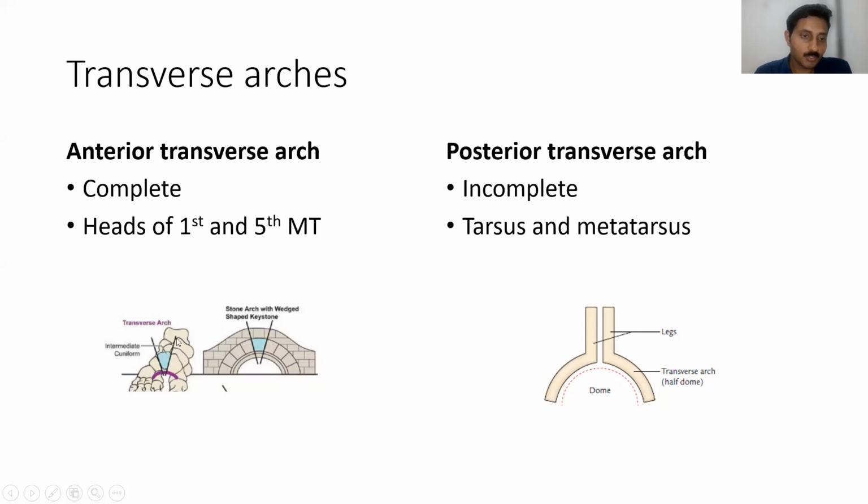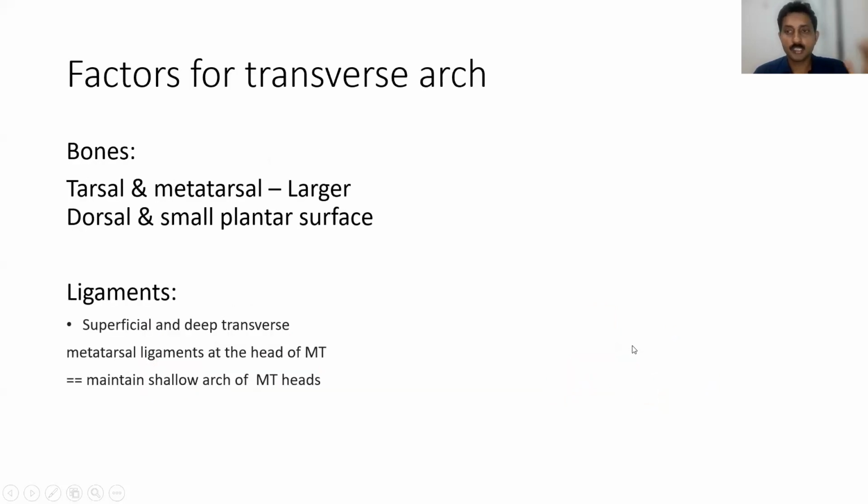So it is formed by what bones? The tarsal bones and the metatarsals in a transverse fashion. That is forming the posterior transverse arch. We can see this transverse arch together. We need not study the anterior and posterior separately for the factors. So what are the bones? The tarsal and the metatarsal bones. They have a larger dorsal surface and a smaller plantar surface. This is the one which keeps the transverse arch in its position.